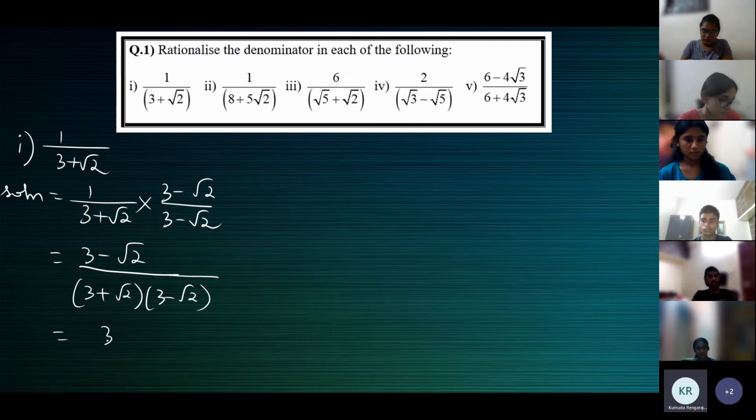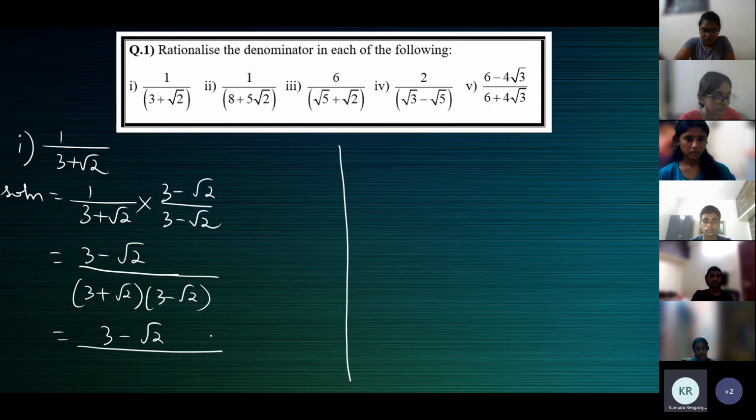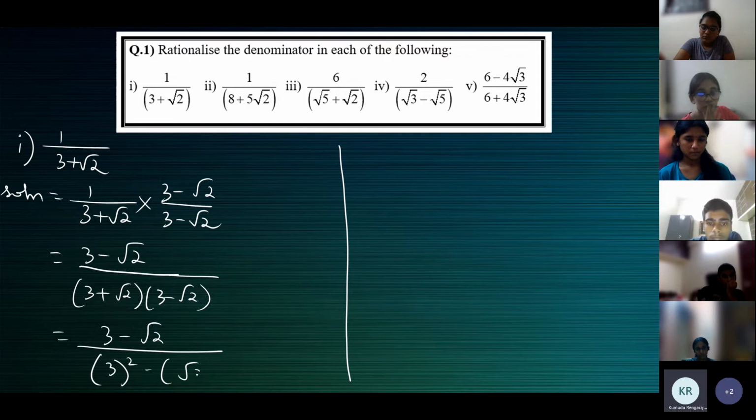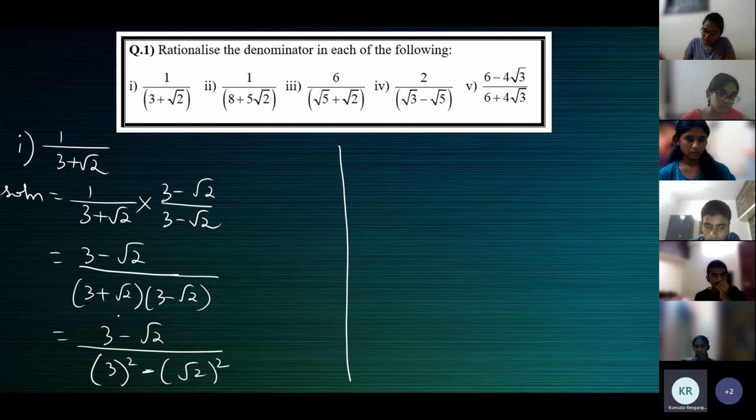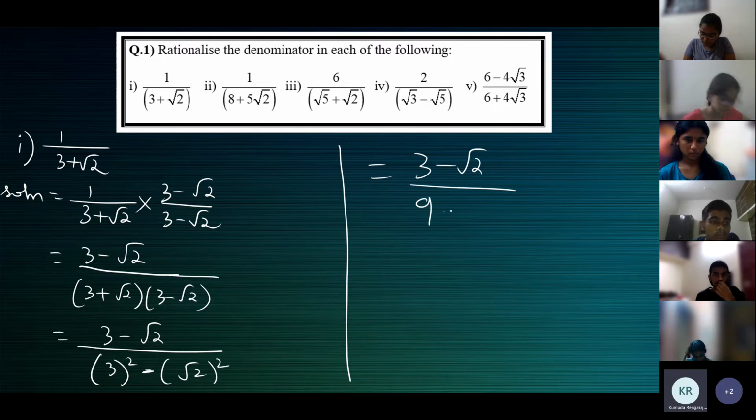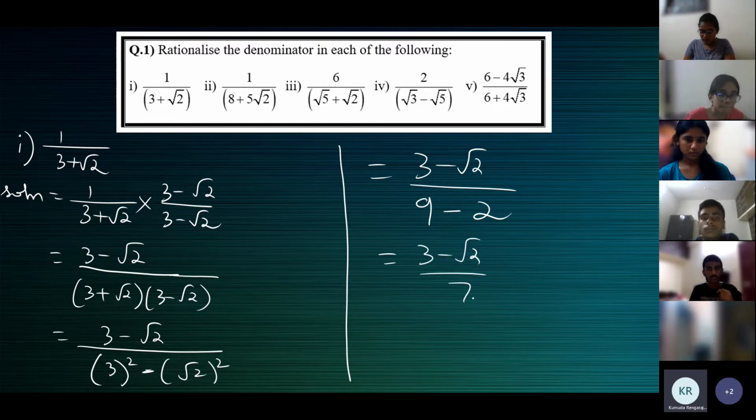Now in the numerator, nothing possible. Write it as it is, divided by what identity in the denominator? A plus B into A minus B is A square minus B square. So 3 square minus root 2 the whole square. A is 3, B is root 2. Write the numerator as it is, divided by 3 square is 9 minus root 2 square is 2. Now you should have got used to it. 3 minus root 2 by 7. Now you can see the denominator is 7, which is rational.